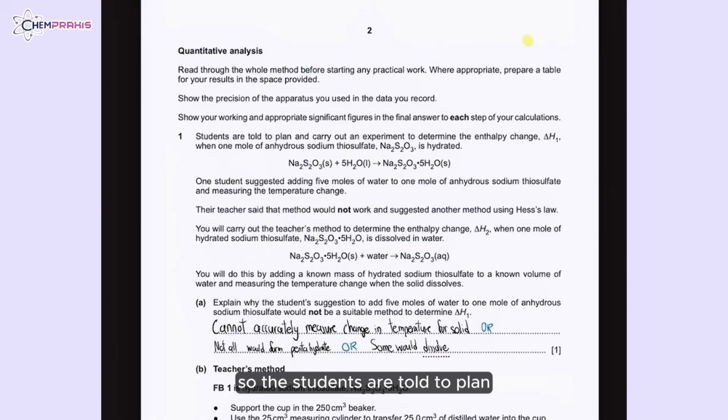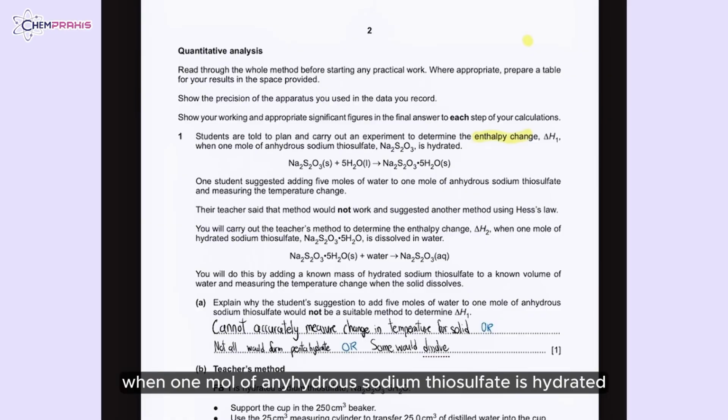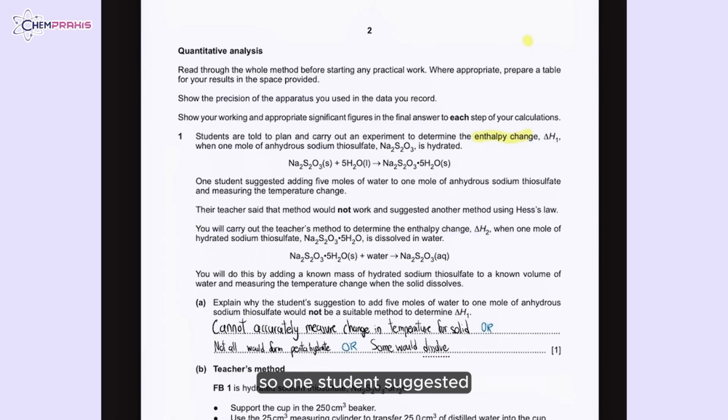So the students are told to plan and carry out an experiment to determine the enthalpy change when 1 mole of anhydrous sodium thiosulfate is hydrated. One student suggested adding 5 moles of water to 1 mole of anhydrous sodium thiosulfate and measuring the temperature change. That would not work.